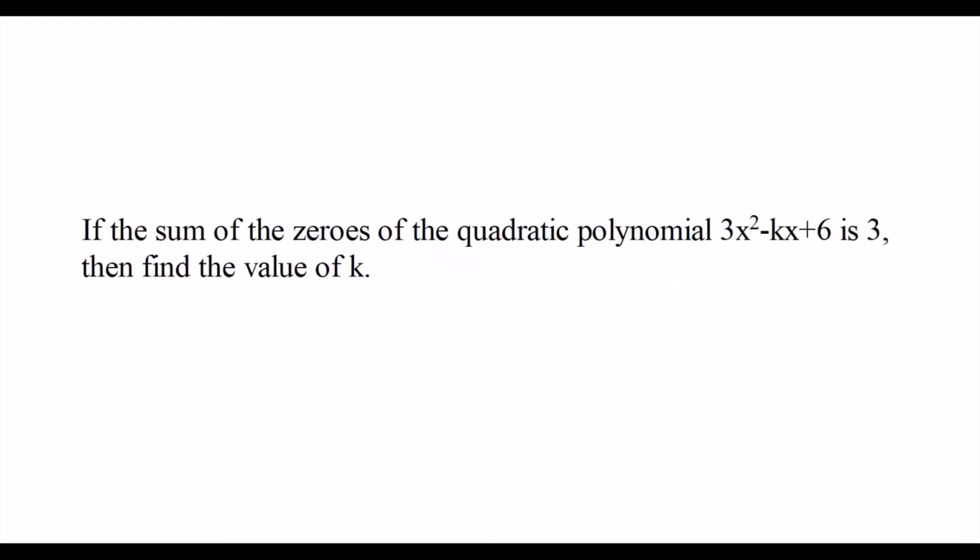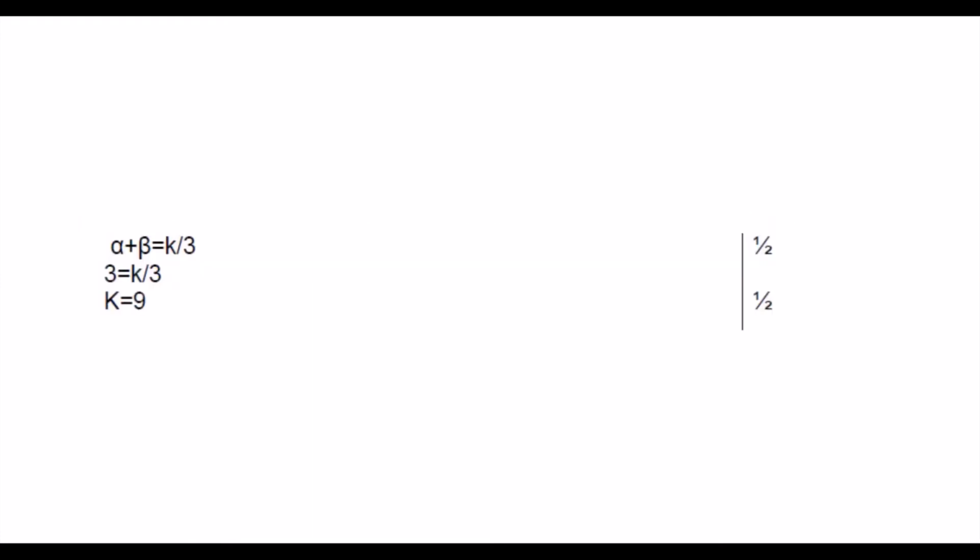Let us look at the 1-mark question. If the sum of the zeros of the quadratic polynomial 3x squared minus kx plus 6 is 3, then find the value of k. Here, alpha plus beta, you know, is minus b by a. Substitute it, which is equal to 3, and you will get the value of k. Here is your answer. Do verify yourself.